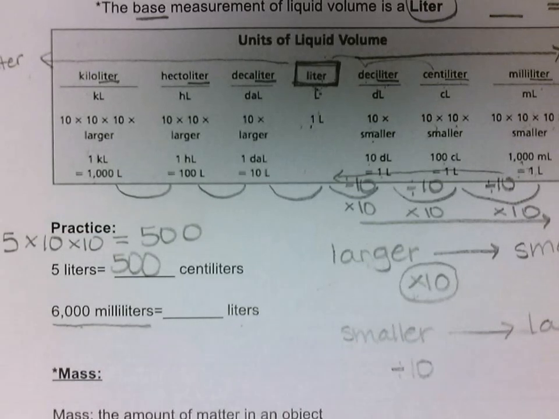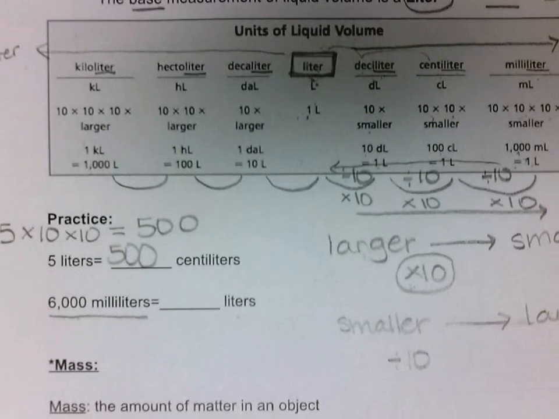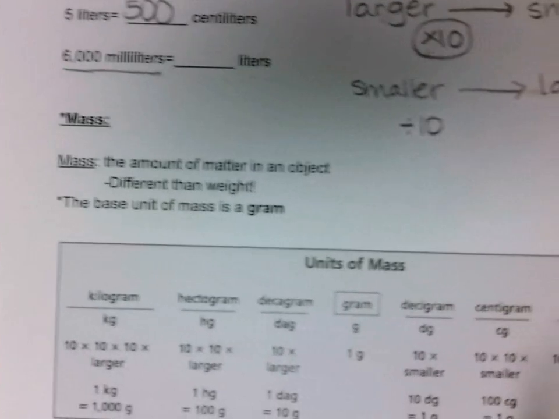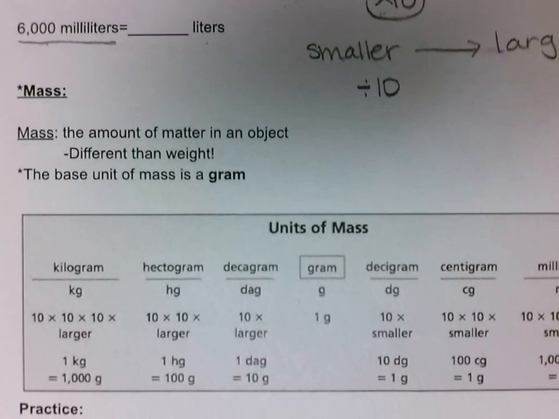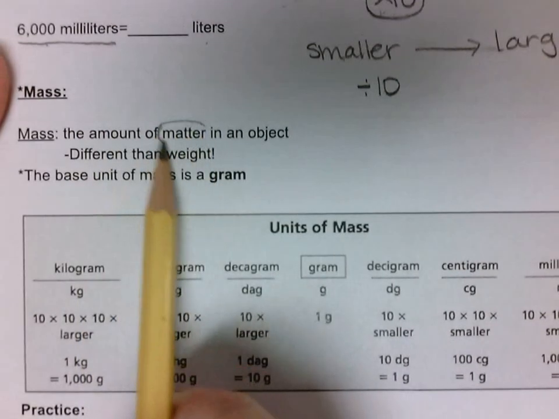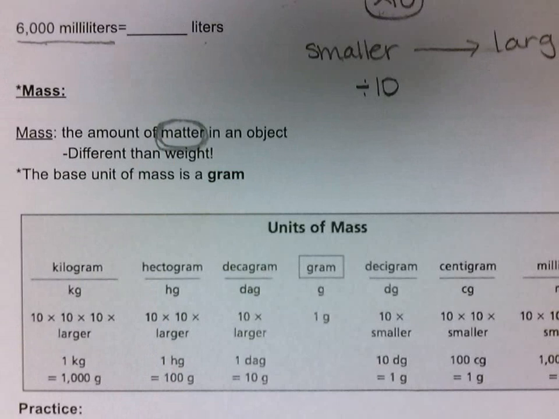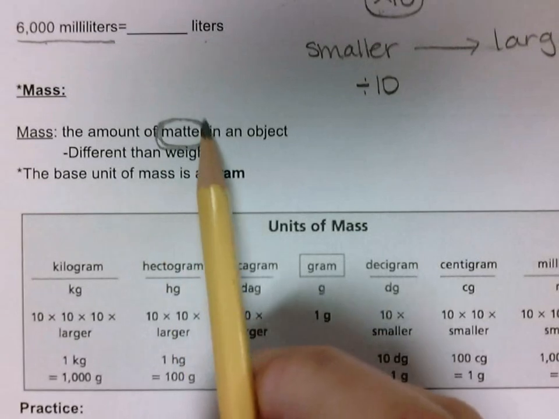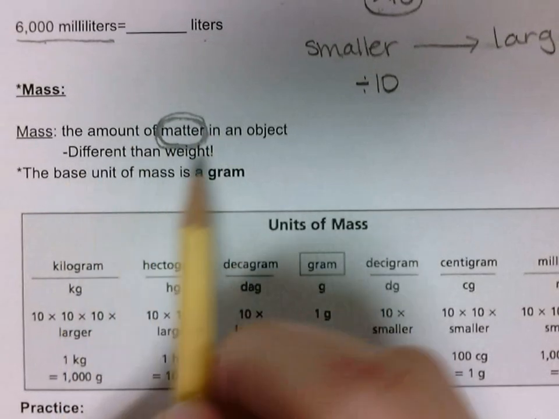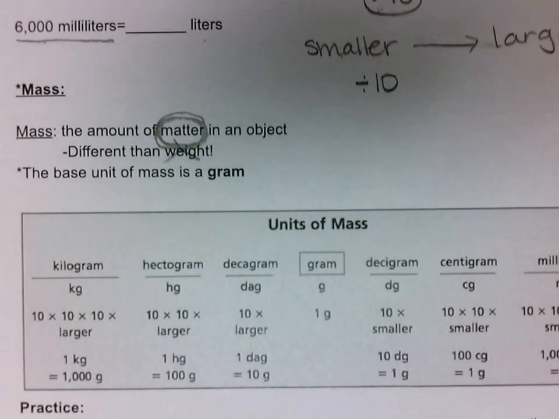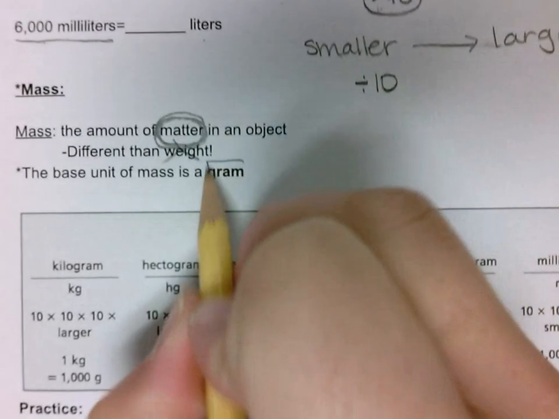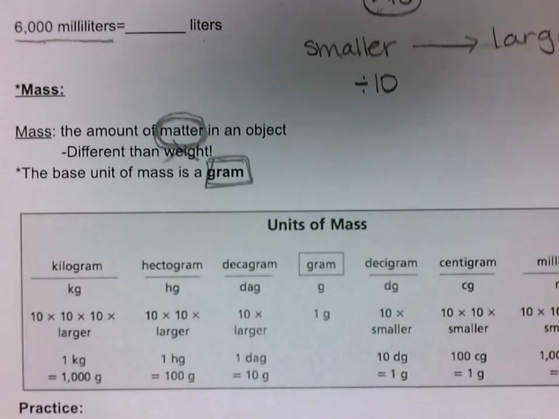Okay? The last thing I wanted to talk to you about today is mass. Mass is actually the amount of matter in an object. It's different than weight. It's kind of hard to think about, because it's hard to see, but just remember that it's not weight. It's different. And we need to know that the base of mass is a gram.